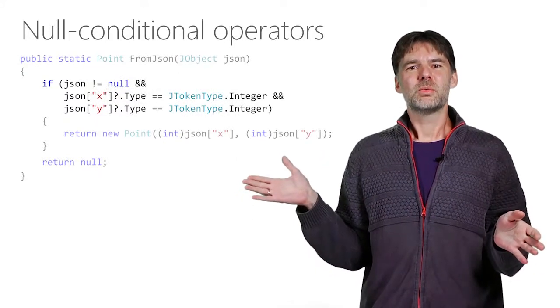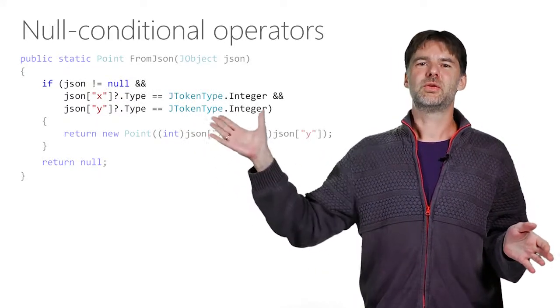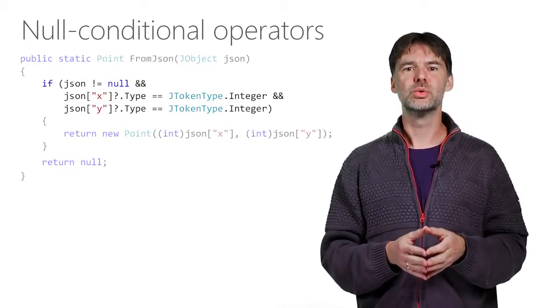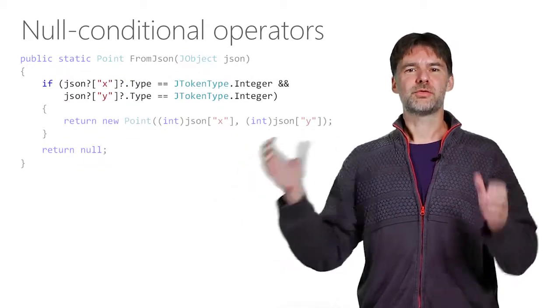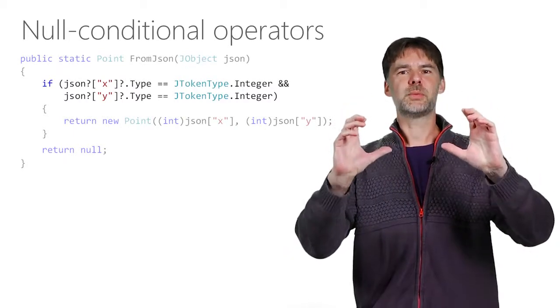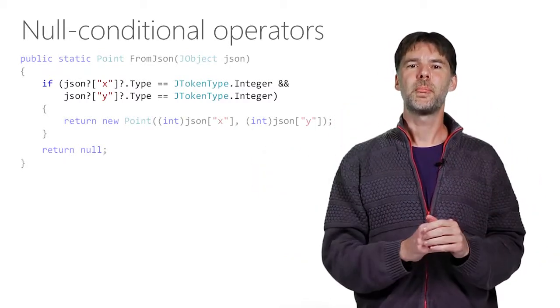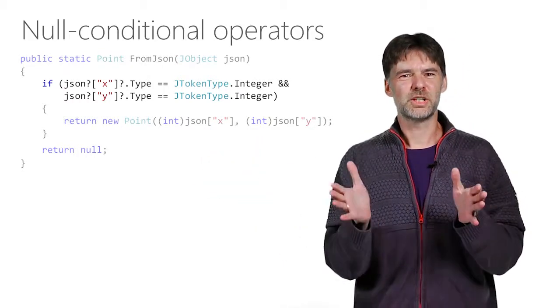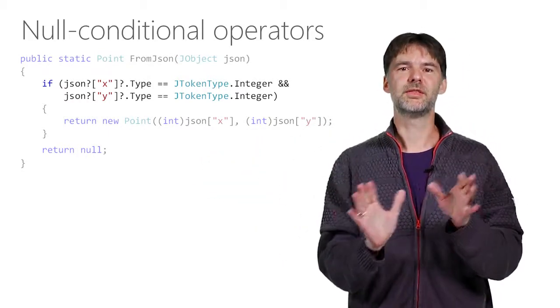Now, we have just that initial null check to see if we can index in the first place, but indexing can be made null conditional too. You just insert a question mark in front of the square brackets, and now they only happen if the receiver is not null. So now, the whole if condition just expresses your core intent, which is, if there is a type, then it should be integer.